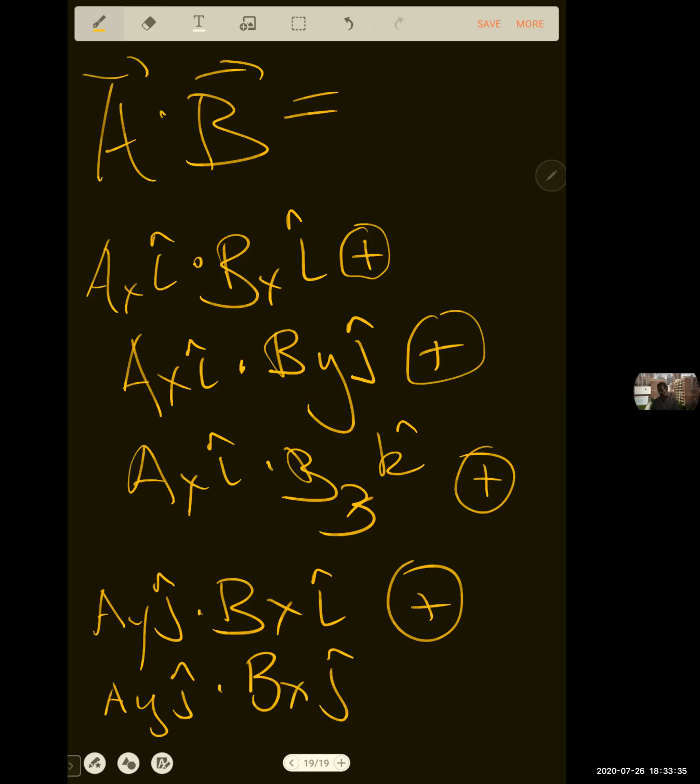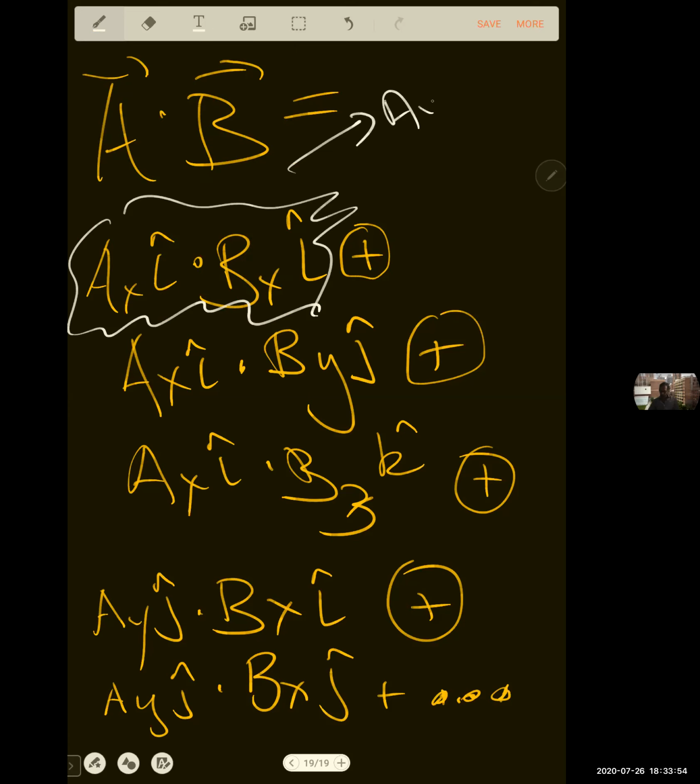Like, let me stop for a second. I hope you see the pattern I'm doing. I'm doing it for a reason, because I do have to get the answer. But look, up here I have AX I hat dot BX I hat. Let's just stop and like, can we even deal with that term? Yes, we can. That would just be AX dot BX, like they're just numbers, times I hat dot I hat, right? I mean, multiplication is commutative.